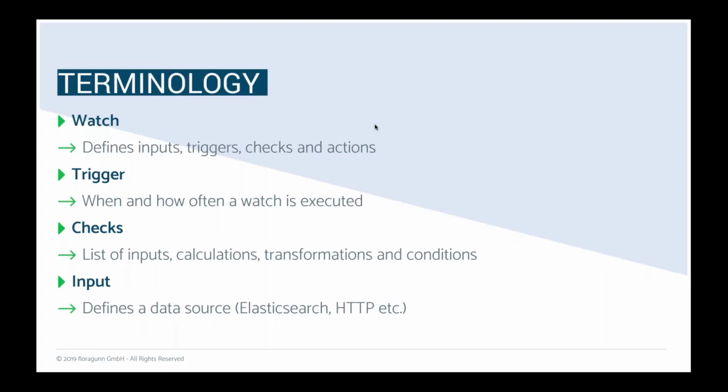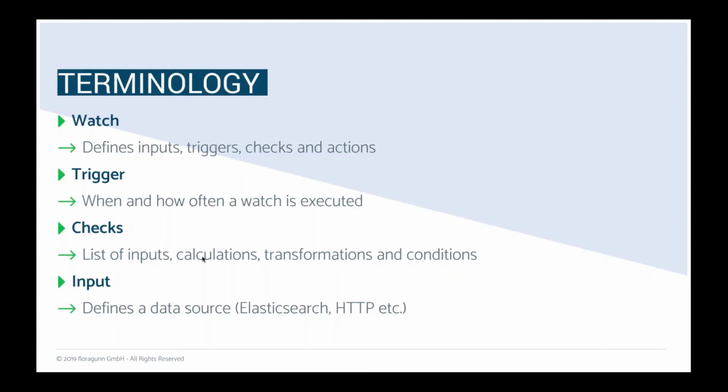So we need to talk about some terminology. The first one is a watch. What is a watch? Well, the watch is the top level object of Signals, and a watch is a combination of triggers, inputs, checks, and actions. A trigger defines when and how often a watch is executed.